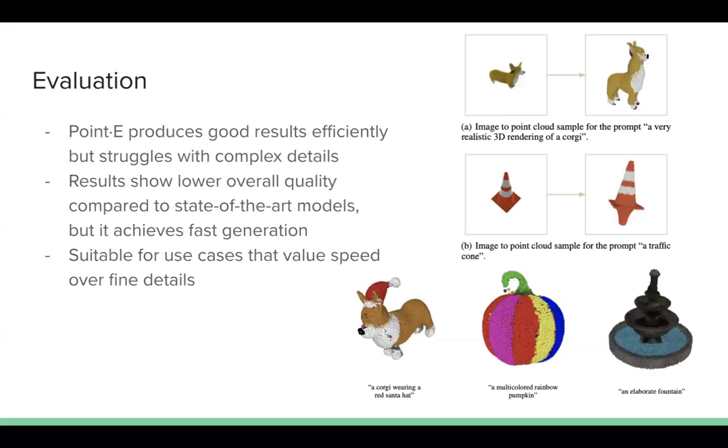So let's look at the results in more depth. Point E can produce consistent and high-quality 3D shapes for many prompts, but it sometimes struggles with very detailed or complex prompts. These limitations mean that Point E may be best suited for rapid prototyping rather than high-quality production rendering. It still opens up exciting possibilities for applications where speed is a priority.